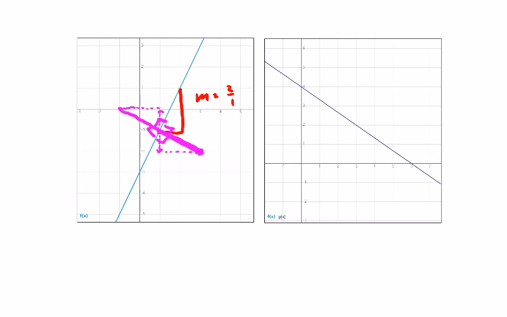So let's review. What was the slope of that line? We went down 1 and over 2. So the slope of that line is negative 1/2. What is the relationship between 2 to 1 and negative 1 to 2? They are negative reciprocals of one another.